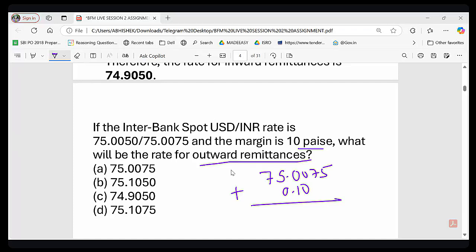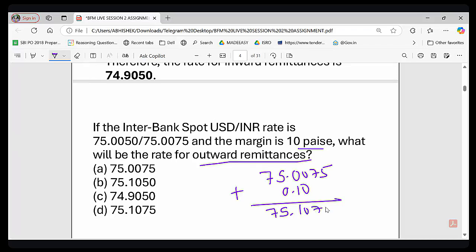Yes, one answer I am getting is option D by Jess. That is 75.1075 you are saying. Yes, correct. Very good. Awesome. So it is 75.1075. The correct calculation is option number D.